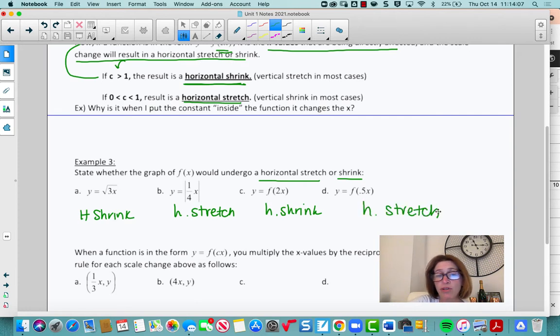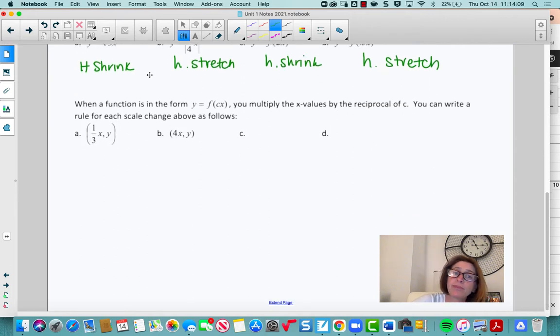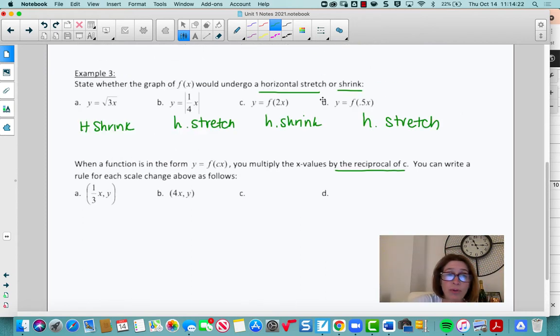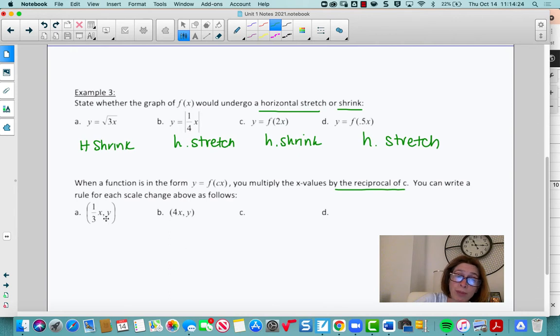Now let's get used to writing our rules for these. If it's in this form, what you're going to do to the x values is multiply by the reciprocal of c. So instead of doing the opposite sign, you're going to be doing the reciprocal. In this first example, my rule would be (1/3 x, y). In the second example, my rule would be (4x, y).